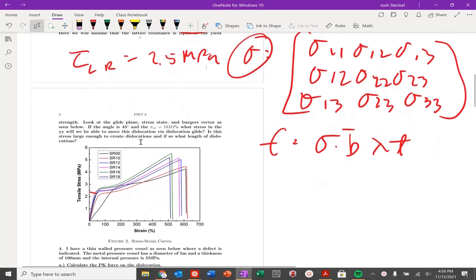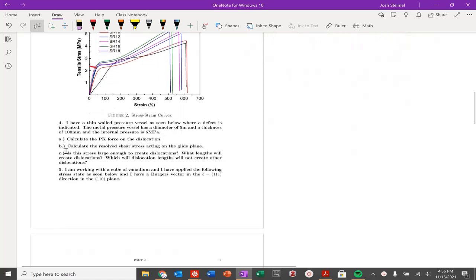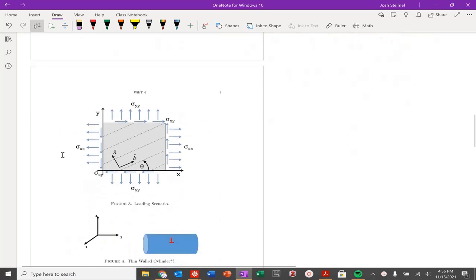So if the angle is 45 degrees and sigma xx is 18 megapascals, what stress in the yy will be large enough to move this dislocation via dislocation glide? Is this stress large enough to create dislocations? If so, what types of dislocations? Okay, so this is my glide plane.